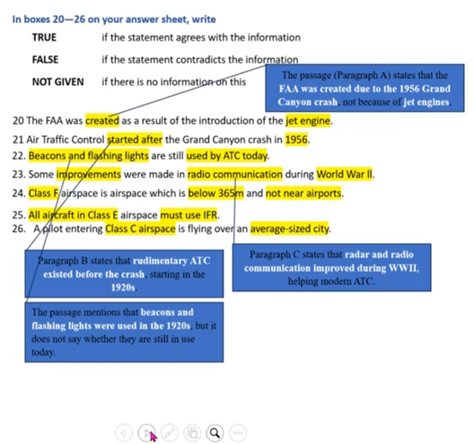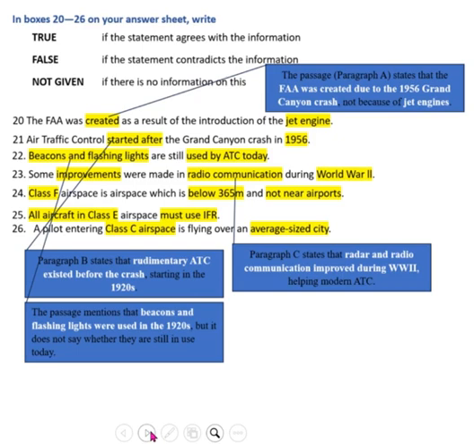I've provided you a paragraph that explains the information regarding the statements. According to paragraph C, let's go to 24. Class F airspace is airspace which is below 365 meters and not near airports. This airspace is below 365 meters and not near airports.